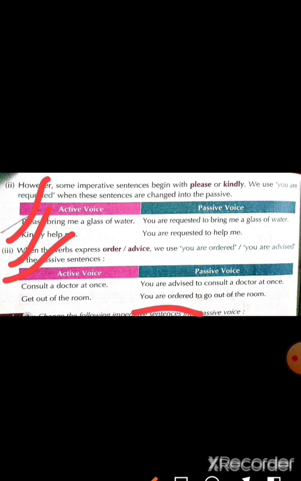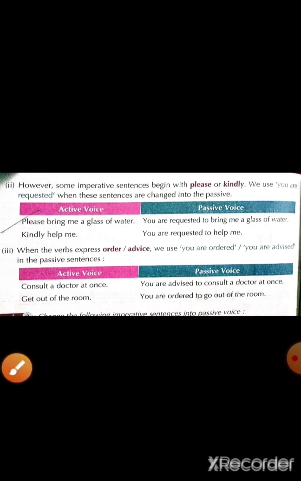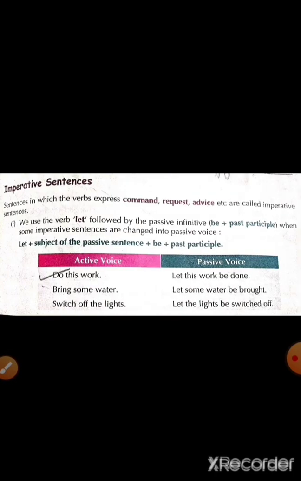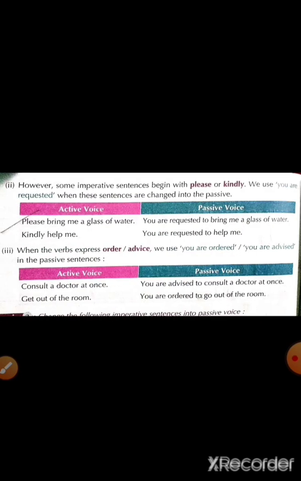When you don't see a word like please, or if you understand that this is not an order, then for do this work, you can also write you are requested to do this work, or you are ordered to do this work, and you can also write in this way, let this work be done. So these are some of the ways in which you can change imperative sentences to passive voice.